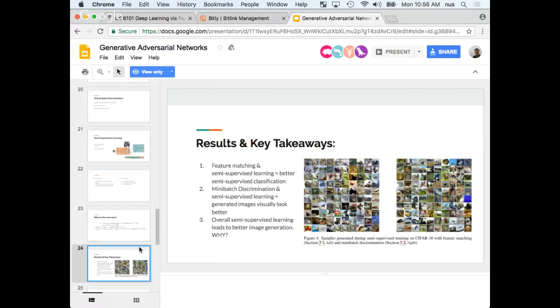A few important results and takeaways from this paper were that when they used feature matching and semi-supervised learning, they performed better at semi-supervised classification tasks. The second one is that when you have mini-batch discrimination along with semi-supervised learning, the images actually tend to look much better. And overall, they say that using semi-supervised learning generally makes the generated images look much more visually appealing. So do you guys have any idea of why you think that is?